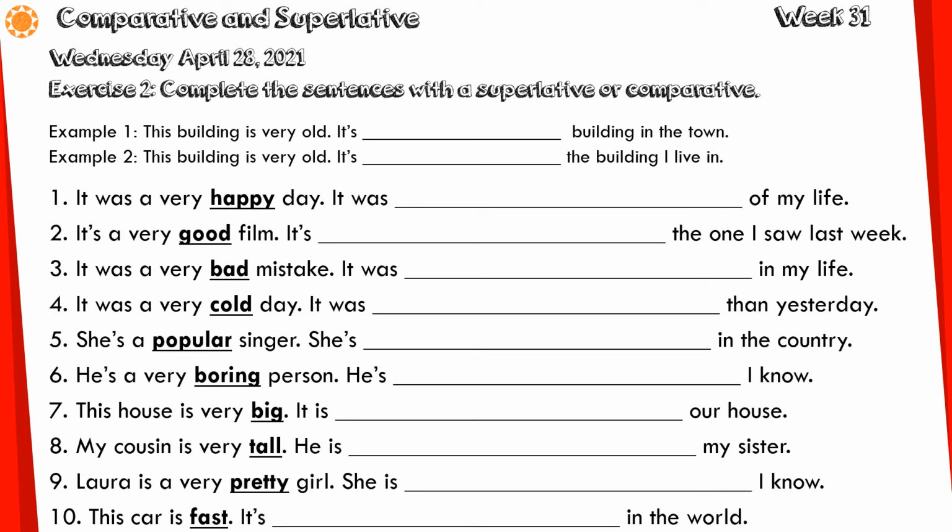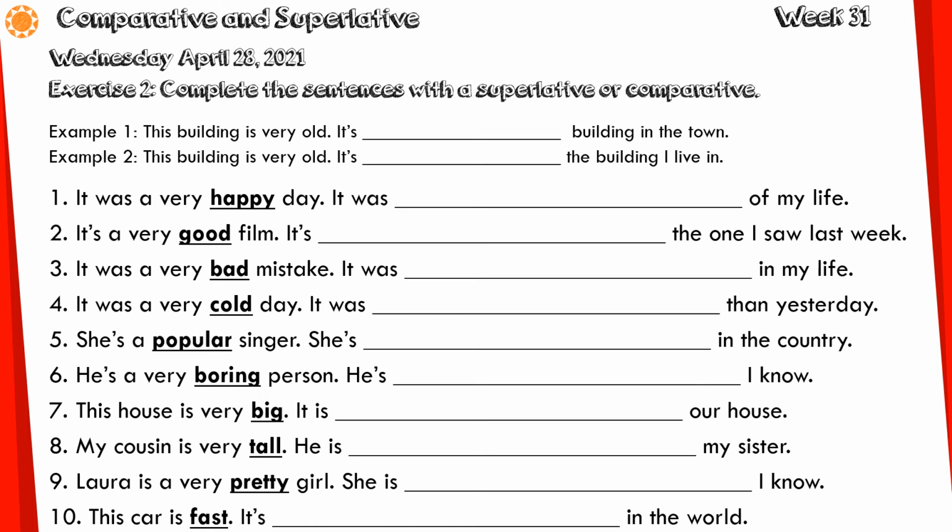Exercise 2. Complete the sentences with a superlative or comparative. Example number 1. This building is very old. It's ___ building in the town. We are comparing this building with other buildings in the town. Example number 2. This building is very old. It's ___ the building I live in. We are comparing this building with the building I live in. We are comparing two buildings.